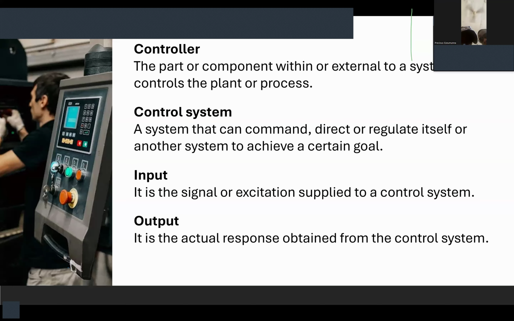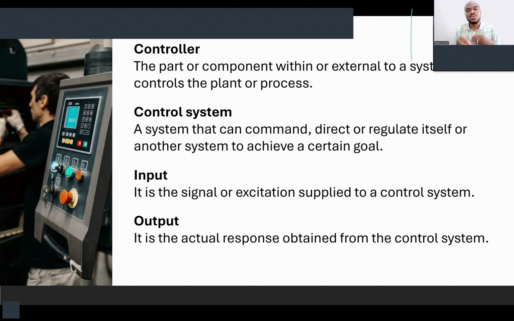Yes, sir. Great. So, input: when we talk about input, we are referring to the signal or the excitation, the parameter that goes to the control system that gives the control system information on what to do on the plant. That's your input. Most of our control systems now are electrical in nature.